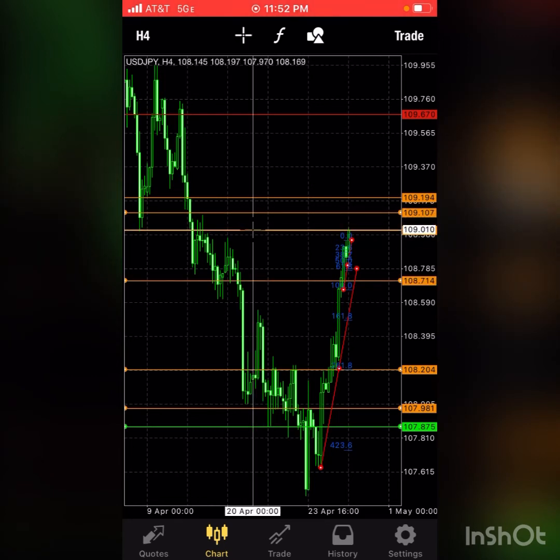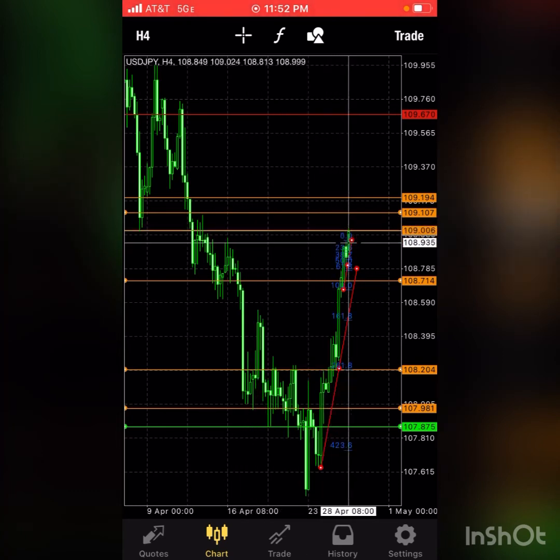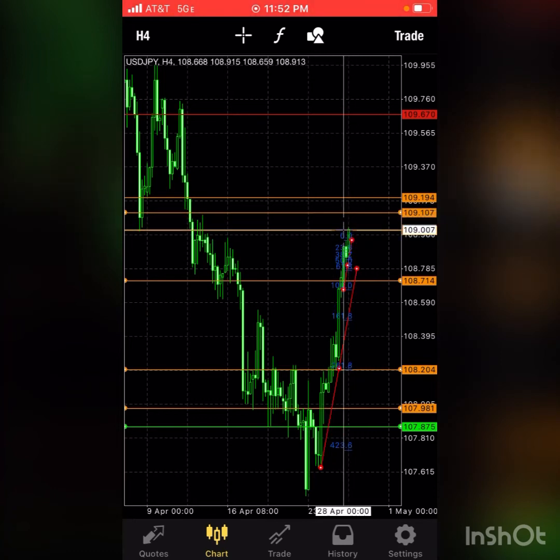Now, I'll be looking for a little bit of resistance here because it hit this level. Maybe even another retracement and then it goes back up again. Or it could just skyrocket up.